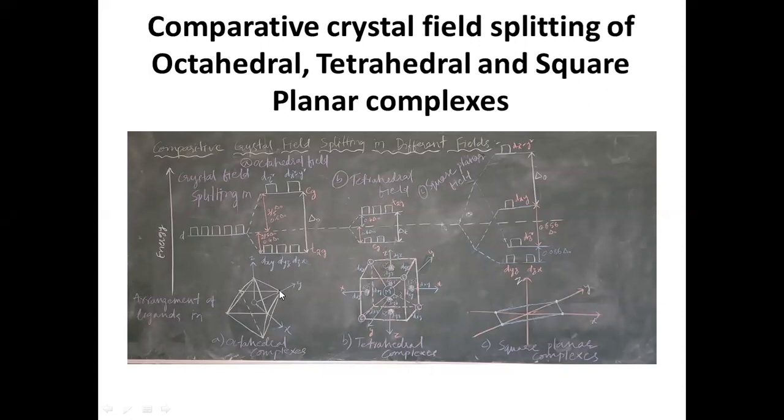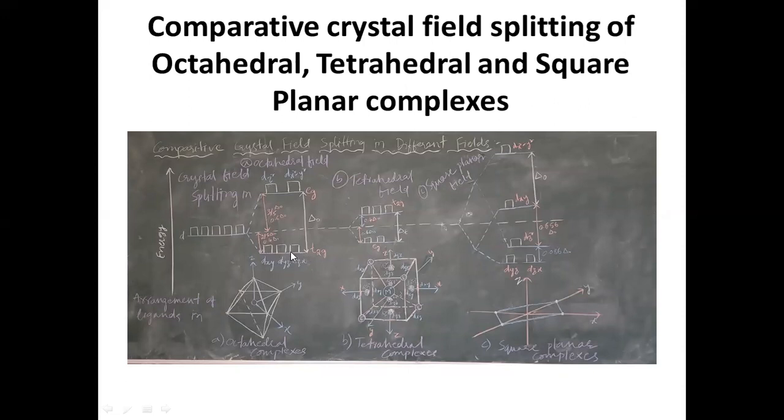Ligands approach along the x, y and z axes, and the orbitals present on the axes increase in energy. These are the eg orbitals, dz square and dx square minus y square. The orbitals present in between the axes, dxy, dyz and dxz, reduce in energy.